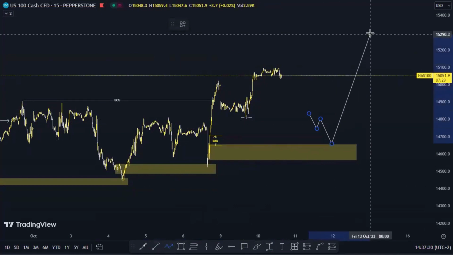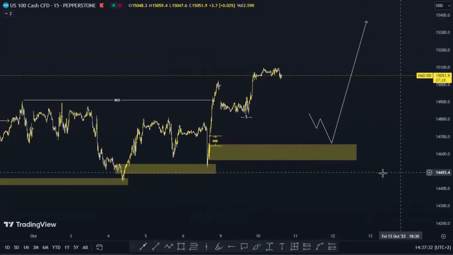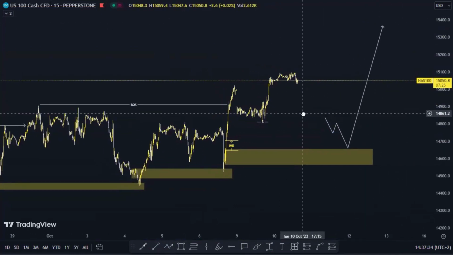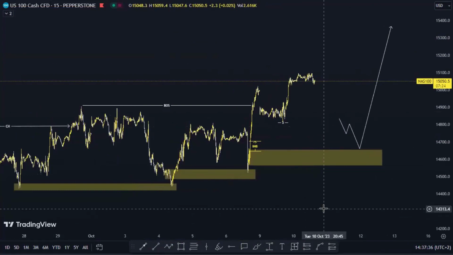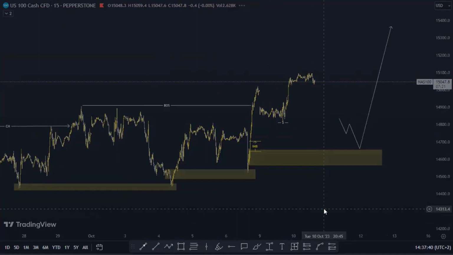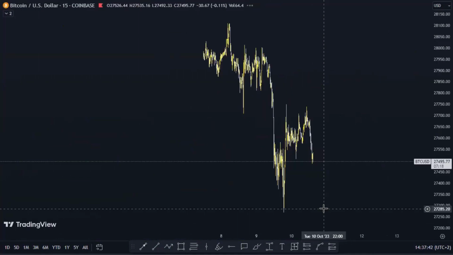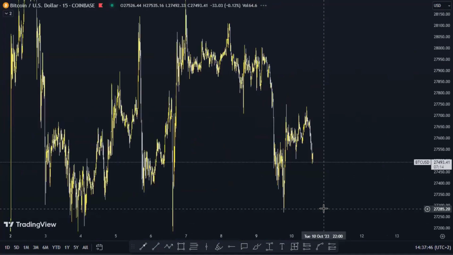So I'm getting a lot of textbook. Oof, this is gonna be nice. The befores and afters. All right, Nasdaq. That's it. Let's look at Bitcoin real quick before we end today's market analysis.